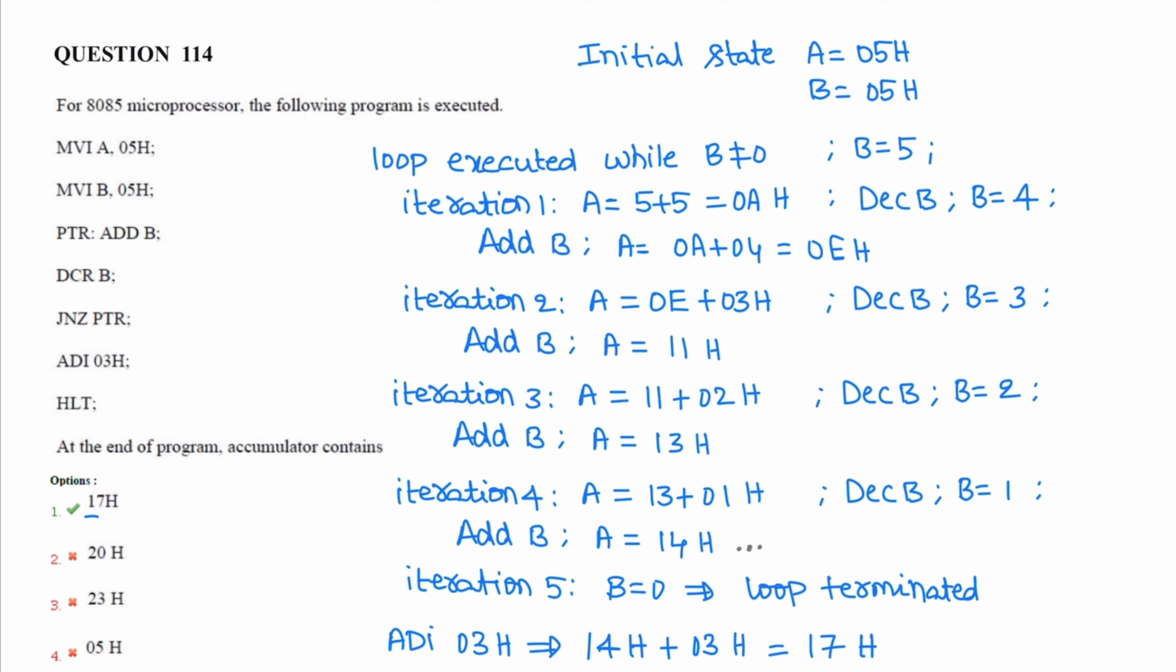Now decrement B. In this decrement, B becomes 0. Now the loop is terminated. Once the loop is terminated, the next instruction is executed, that is ADI 03H, add immediate 03H. Previously the accumulator contains 14. Now 03 is added, that is 17. Halt the program. The correct answer is 17 hexadecimal.